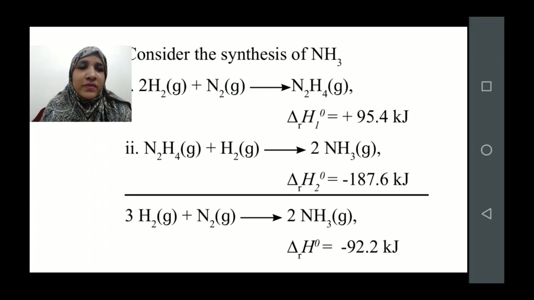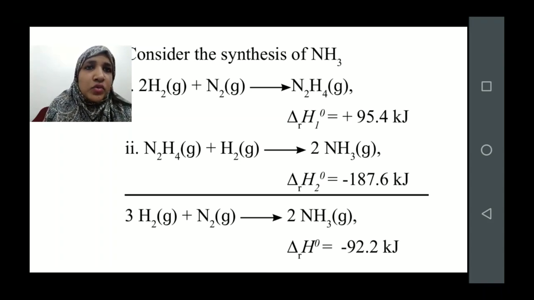Okay, so we have seen the enthalpy change for the first reaction and the second reaction. So what will be the total enthalpy change for the overall reaction? Now we are writing the overall reaction. We can see here that N2H4 is formed as well as used in the reaction, therefore N2H4 gets cancelled because it was an intermediate.